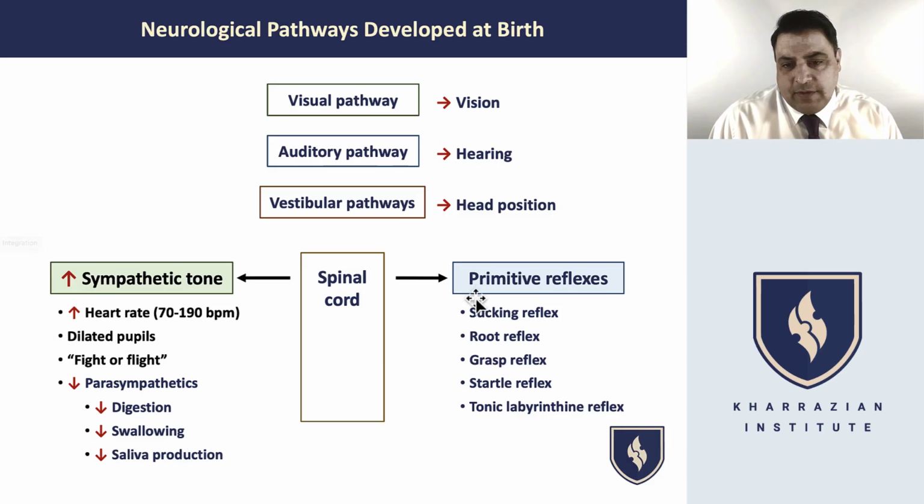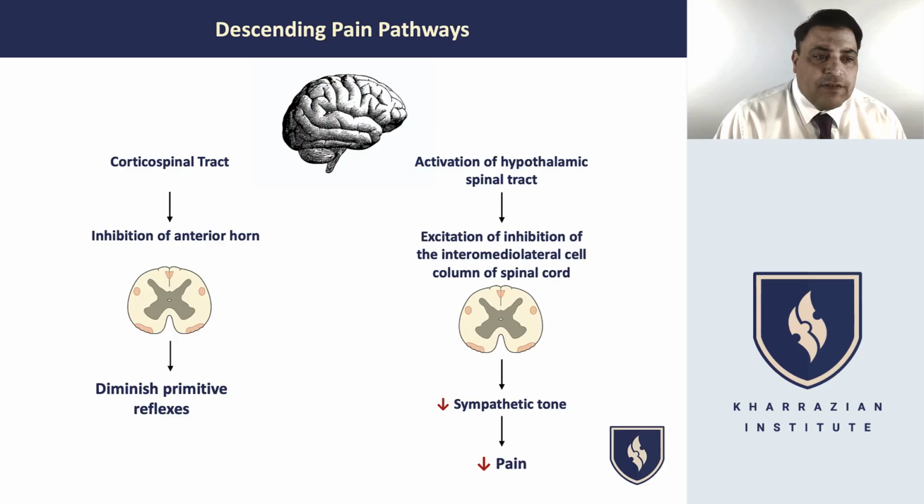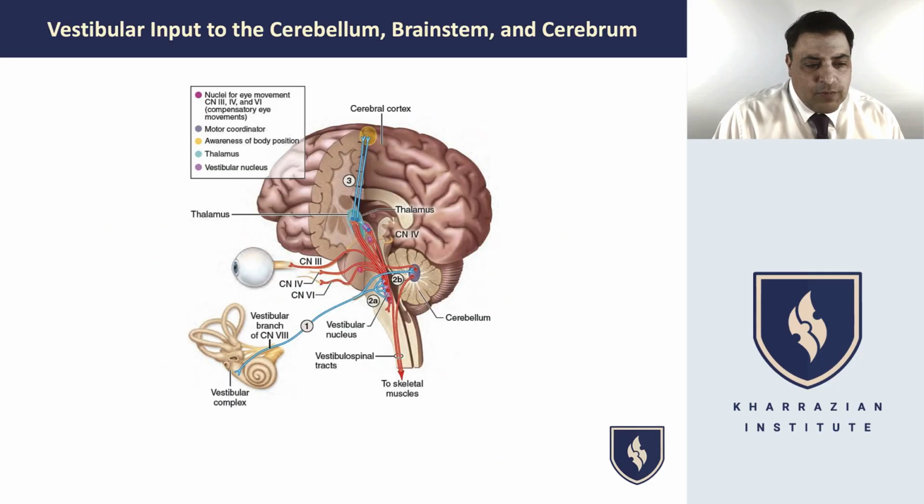And also these primitive reflexes start to diminish as the brain starts to develop. So those are early pathways that are involved with neurodevelopment. Now, the other key things you really just want to make sure you understand before you go into the course are these pathways involving the vestibular complex.